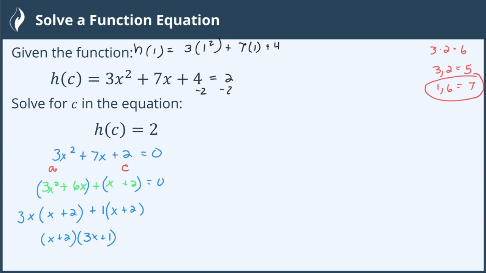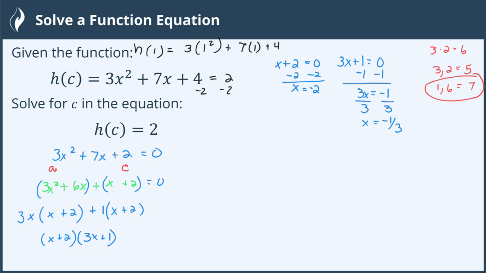Okay, so those are our factors, but we still haven't solved for c. We still don't know what c would be. The way we would do that is we'd use the zero product property. We're going to set each one of these factors to 0. So I'm going to subtract 2 from both sides, so x equals negative 2. Then we do it again for 3x plus 1 equals 0, subtracting 1 from both sides. That leaves us 3x equals negative 1, divide by the 3, and so x equals negative 1/3.